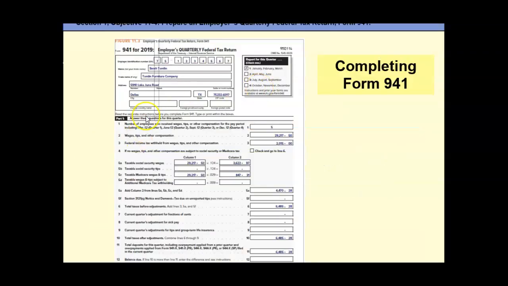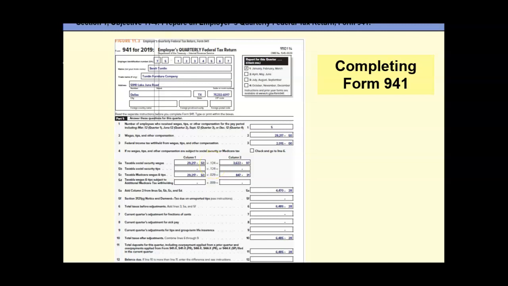Now we look at section 5. This says taxable Social Security wages, $29,217.50. But remember that for Social Security tax, the employee's tax rate is 6.2%. The employer's tax rate is 6.2%. When you combine those two together, it gives us a tax rate of 12.4%.